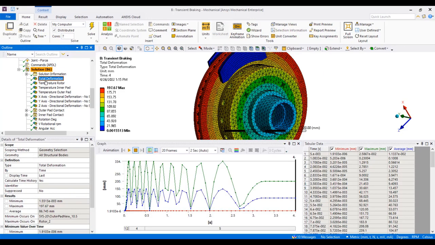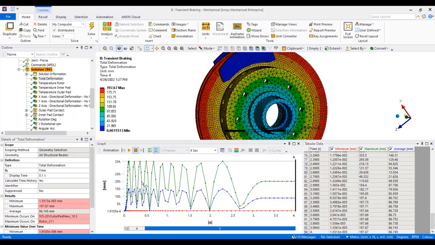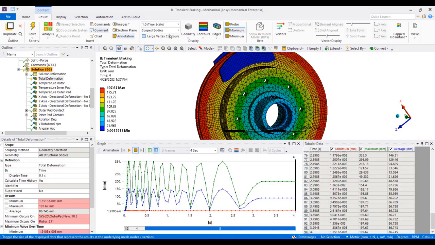Here we'll start with total deformation, which we can see has a nice contour going out to the edge of the cylindrical rotor. Due to the cylindrical nature and rotation of this model, visualizing deformations can be very difficult, as we will see in a second. To better visualize our results, we're going to go up to the Results tab and make sure we have the scale set to 1 or True Scale.